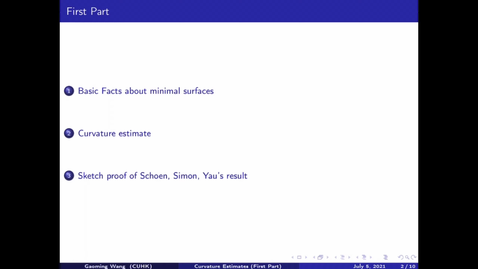These are the topics in the first part. It will contain some definitions and basic properties of minimal surfaces, including the first and second variational formula. Then we will focus on the curvature estimate and the generalized Bernstein theorem, including their proof.